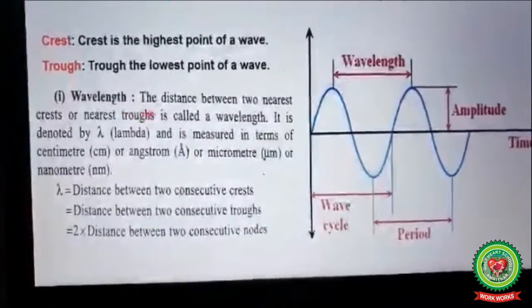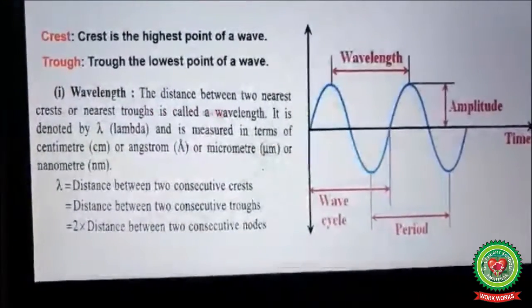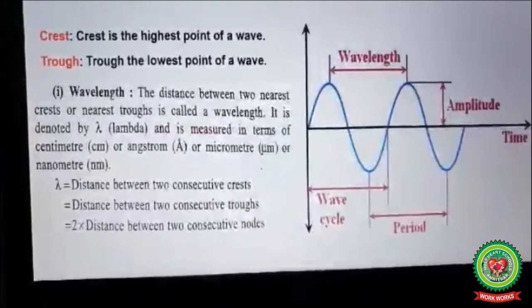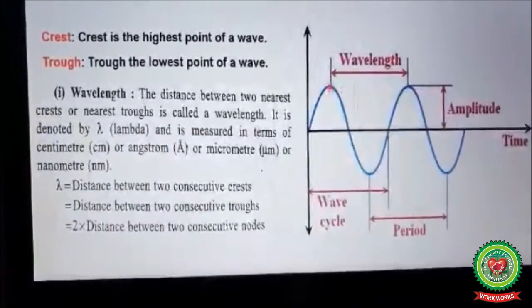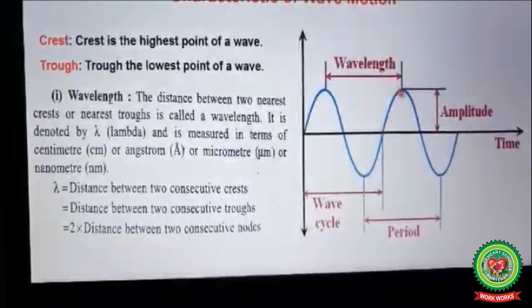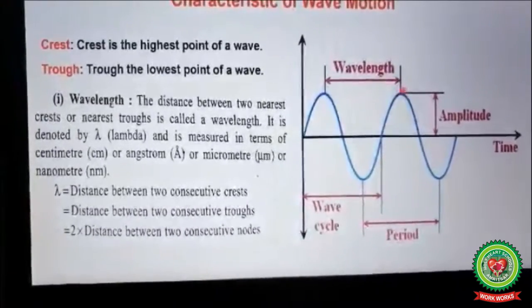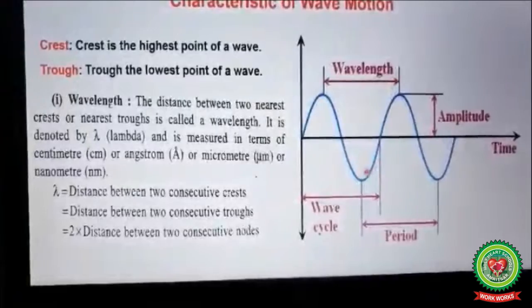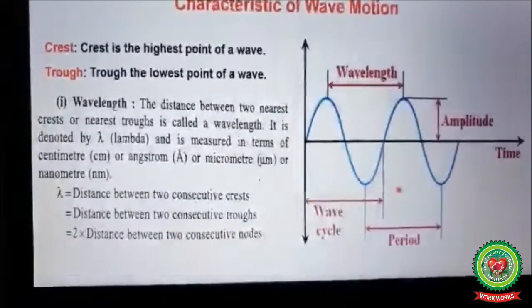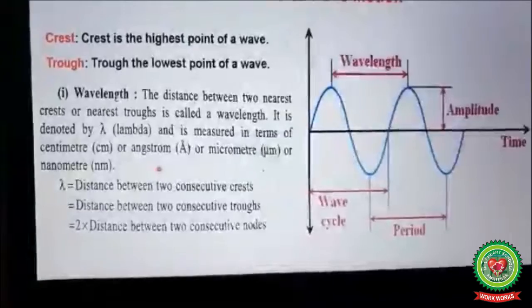So what is wavelength? The distance between two nearest crests or nearest troughs is called a wavelength. Starting from here, if I am measuring the distance till the next consecutive crest, it will be wavelength. If I am starting from a trough, from here till here, it will be wavelength. It is denoted by the symbol lambda.